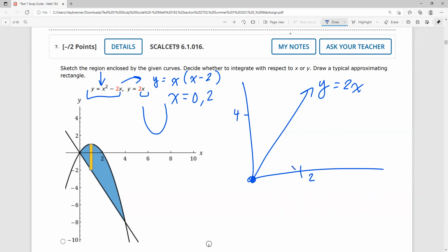Right here is where our parabola crosses the x-axis, right? So our parabola is something like this, approximately, right? This is how we write y is equal to x squared minus 2x. So this little manipulation of the thing will help you determine how to graph it easier.